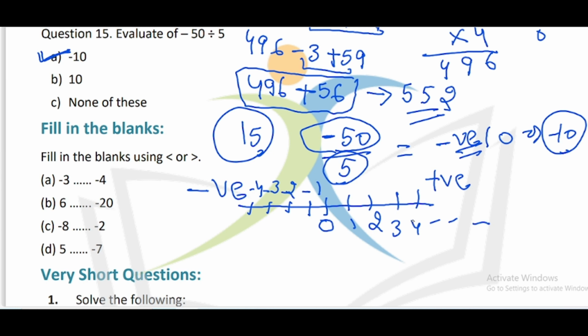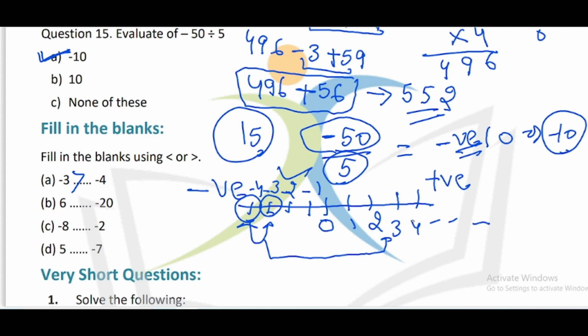And we show minus 3 and minus 4. Then which one is on the right side? The right side is minus 3. It means minus 3 is greater than minus 4. The number on the right side of a number line is greater than the given number. Minus 3 is to the right of minus 4. It means minus 3 is greater than minus 4.